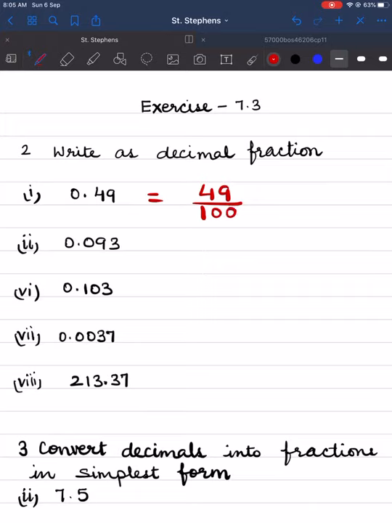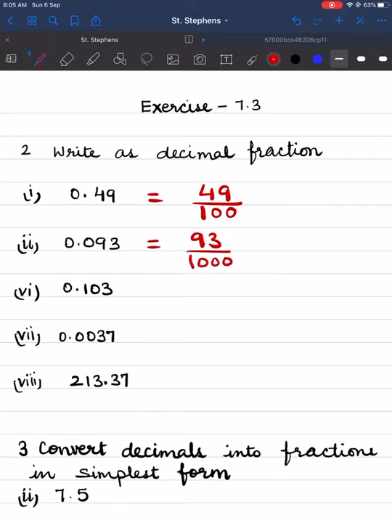Second part, 0.093. Now, here numerator of the fraction is 93. Now, as there are three decimal places in the number, we write 1000 in the denominator. So, we get 93 on 1000.